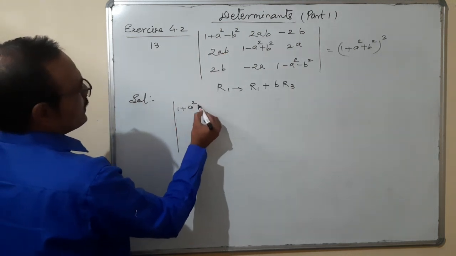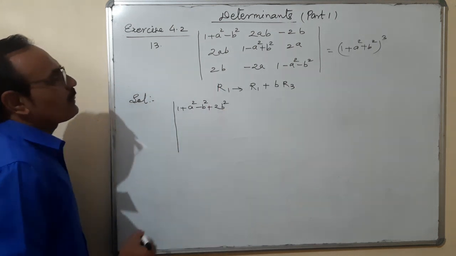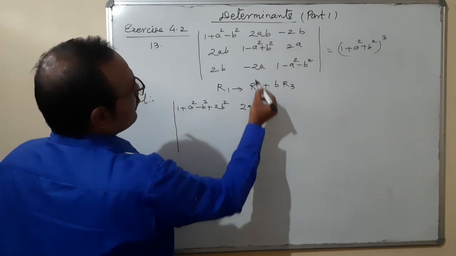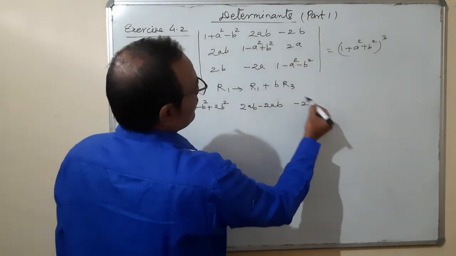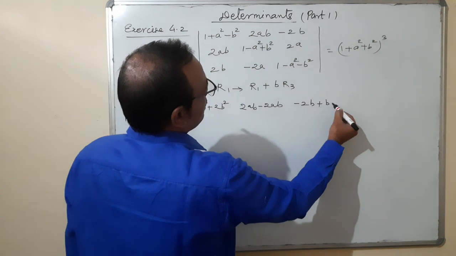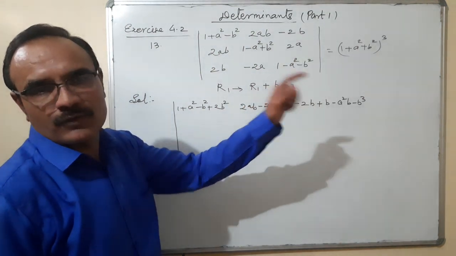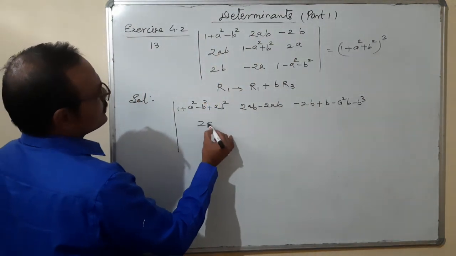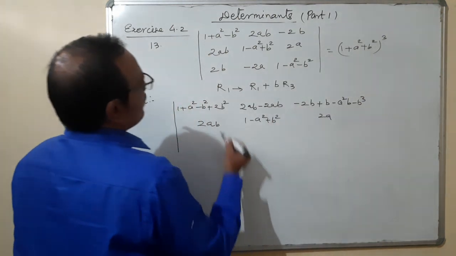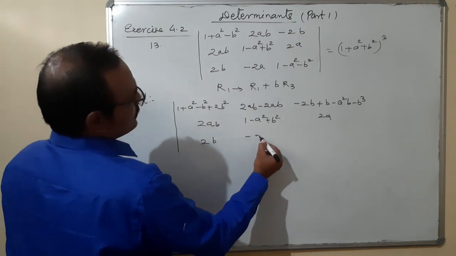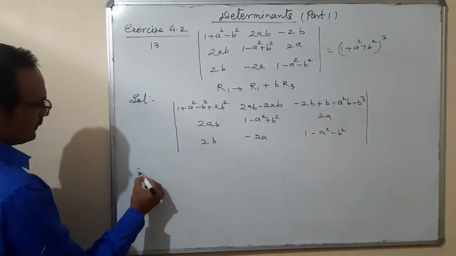1 plus a square minus b square plus 2b square, it's okay. 2ab minus 2ab. Okay. And third is minus 2b plus multiplied by b, b minus a square b minus b cube. Okay. This is R1, first row. Second row remains as it is, no change. 2ab, 1 minus a square plus b square, 2a. And 2b, minus 2a, 1 minus a square minus b square. Okay. Next step.